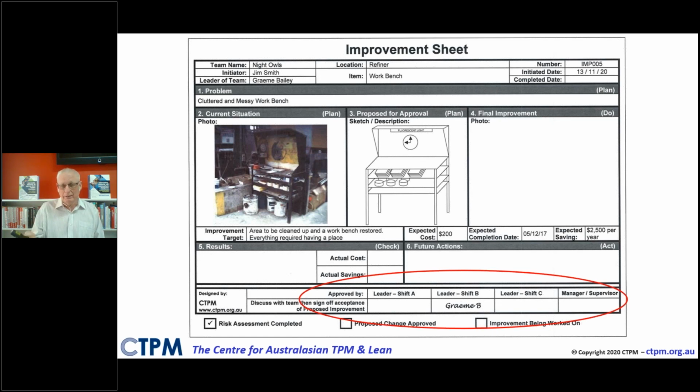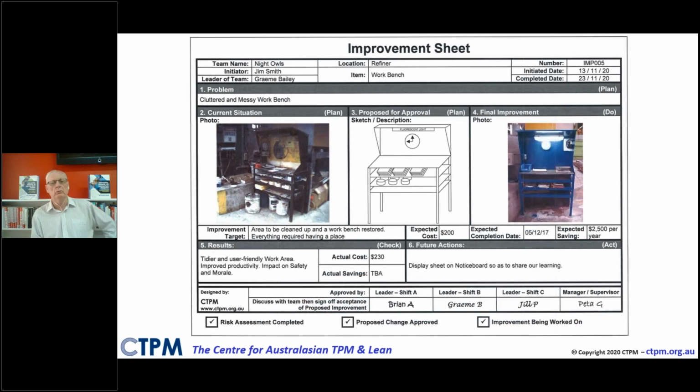So in other words, have it on display, let the crew have a look at it. If we're all happy with it, we sign off on it. And then you have provision for the manager or the supervisor, who can justify the expenditure or the improvement, to sign off and say, go ahead. Then you now have a completed improvement sheet with a photo of what the final outcome was, as a record of an improvement by the team. And again, where all the shifts agree with what's going on.